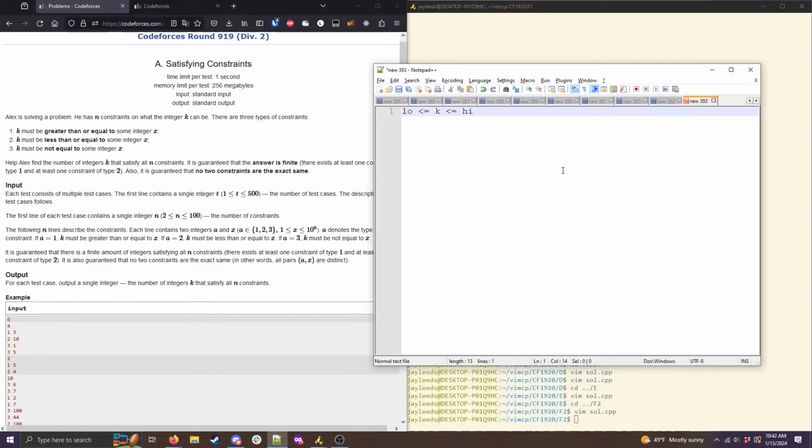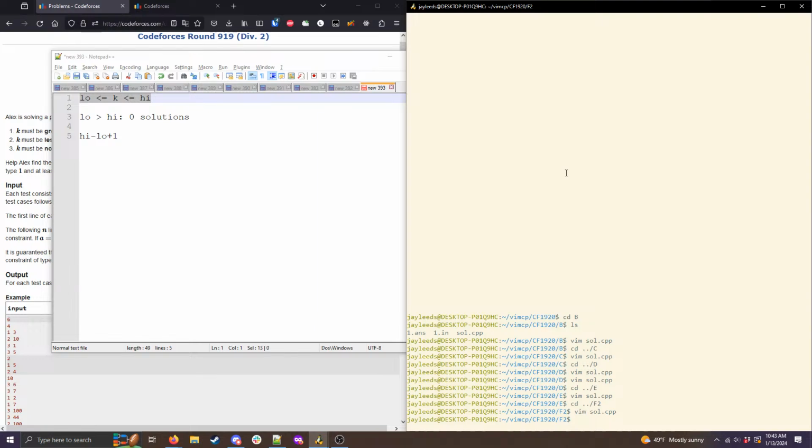So first of all, if low is greater than high, then of course there can be no solutions. Otherwise, if not for the constraints of type 3, there would be high minus low plus 1. And from there, that's a starting point, but then we need to subtract out the values of k that violate the constraints of type 3, which we can do just by iterating over each of these constraints, checking if that value of k is between low and high, and subtracting it from the answer if so.